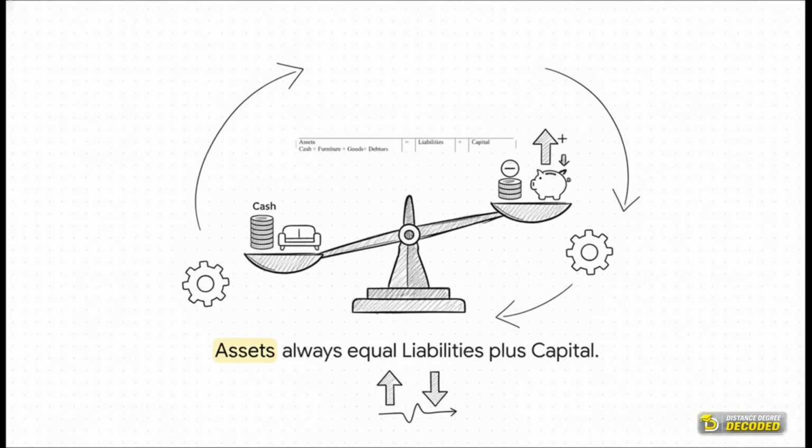We're talking about the dual aspect concept, which is beautifully summed up in one fundamental equation. Assets always equal liabilities plus capital. The absolutely crucial point in this scoring system is that every single action has an equal and opposite reaction. Literally, every transaction has a twofold effect. If something goes up on one side of this equation, something else has to go down on that same side or go up on the other side, just to keep those scales perfectly balanced.